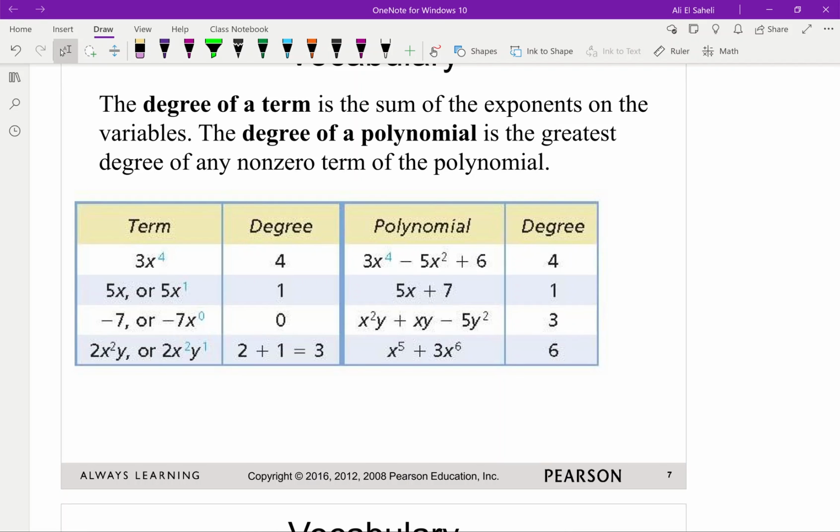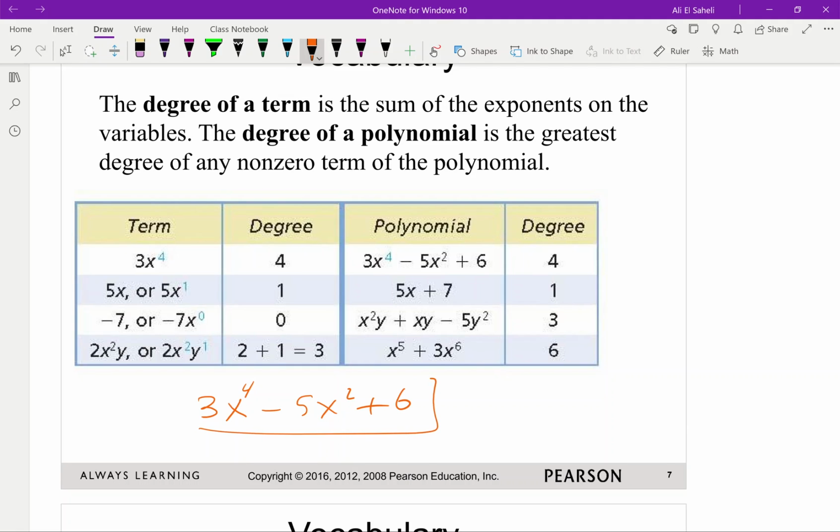All right. The degree of a term is the sum of the exponents on the variables. The degree of a polynomial is the greatest degree of any non-zero term of the polynomial. So for instance, if you look at this term, the degree is 4. It's the exponent 4. And a polynomial with degree 4 is a polynomial that has x to the power 4 as the largest exponent.